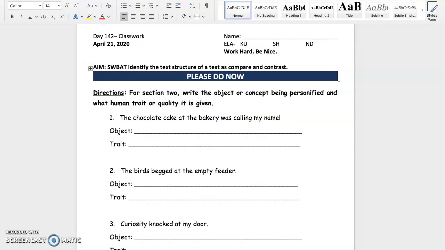We are working on text structure again. Yesterday, we talked about chronological and sequential order, which is better known as order of events. Today, guys, we are talking about a text structure that comes easier to us, which is compare and contrast. That's probably my favorite text structure.